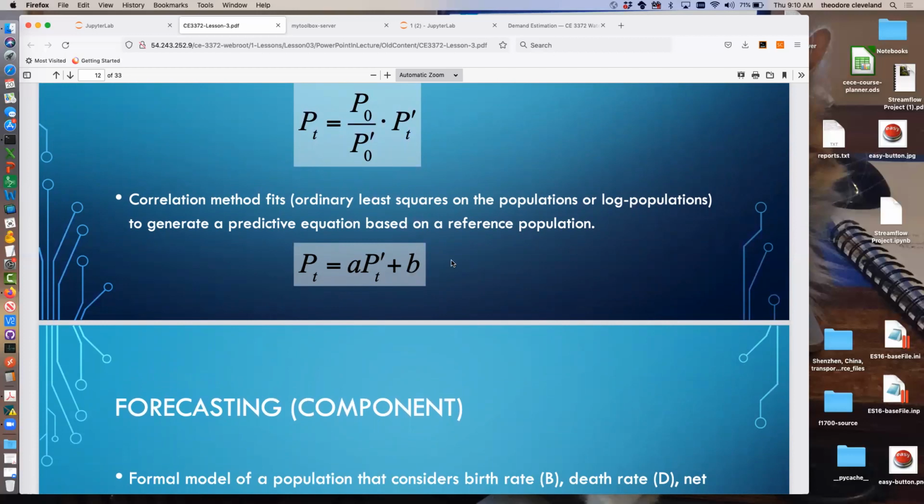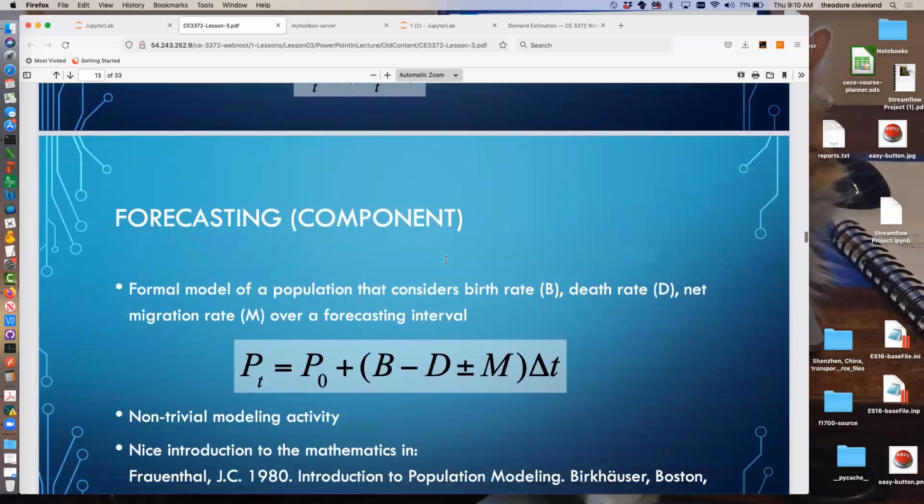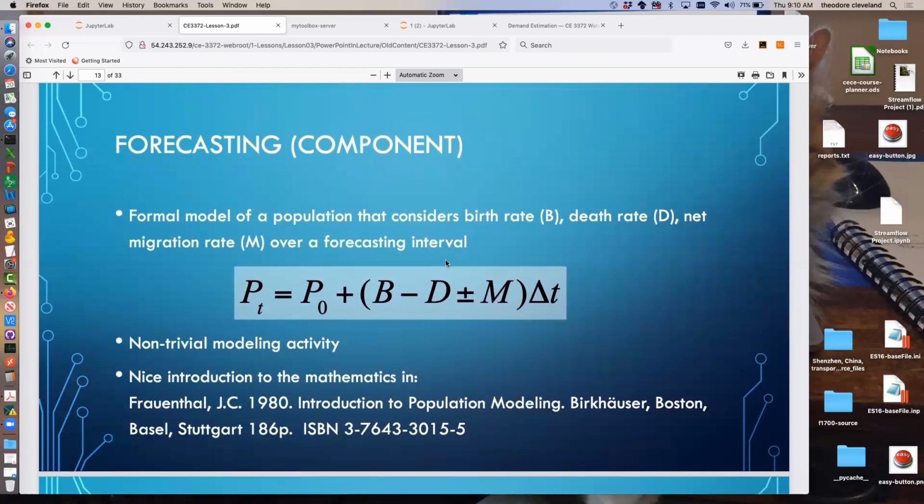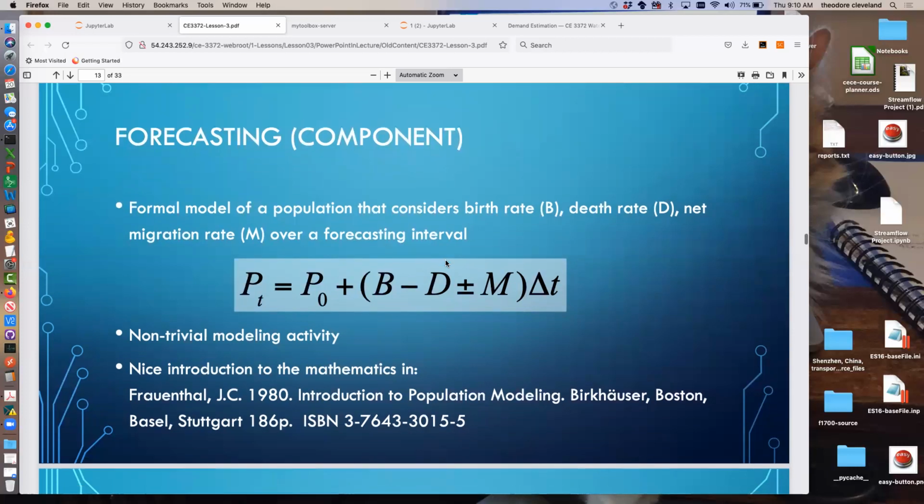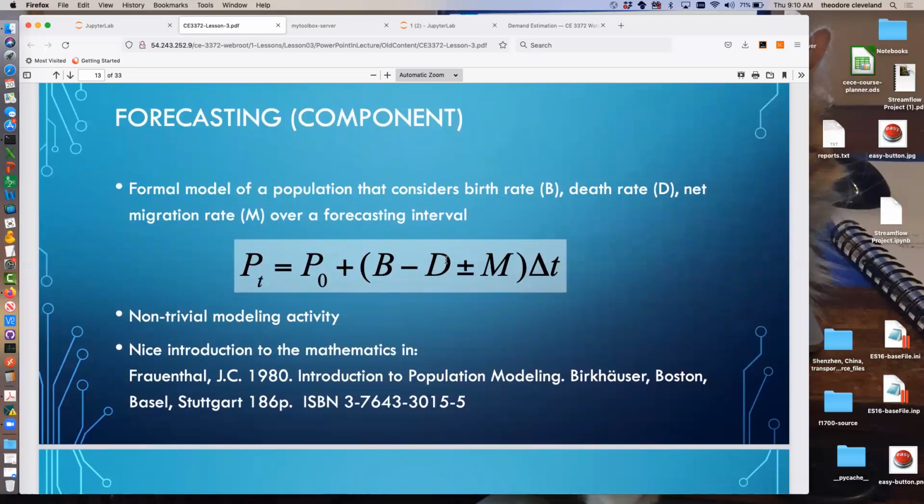So there's a lot of different formal tools to help you guess what the population will be in 20 or 50 years. And then if none of that works and you can really convince your client to open their checkbook, you could go to formal population modeling, where you consider birth rates, death rates, net migration rates. The forecasting model simplified looks something like that. It's non-trivial. So getting the values for birth rate, death rate, and the migration as a function of time is tricky.